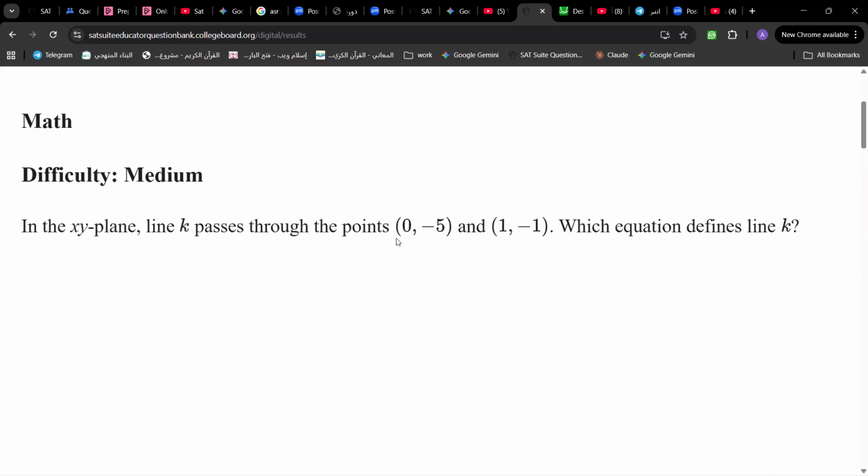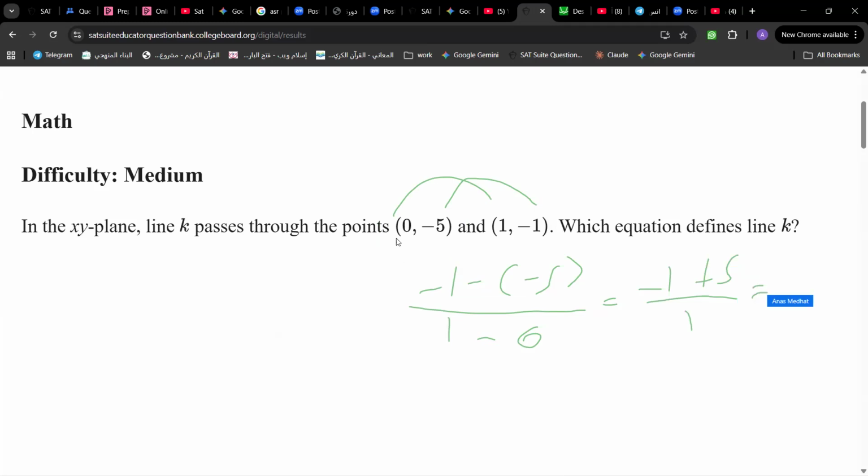Okay, it gives you 2 points and it wants the equation. It already gives you the y-intercept. All we need to find is the slope. This minus this over this minus this. So 1 minus minus 5 over 1 minus 0 will be 1 plus 5 over 1, which is equal to 4. So the answer should be 4.